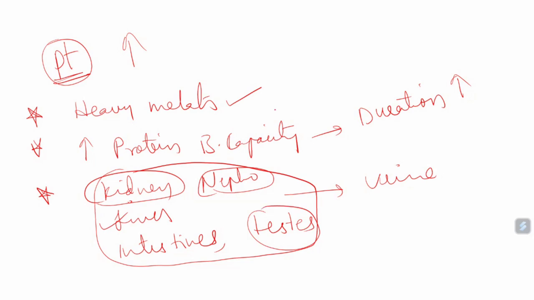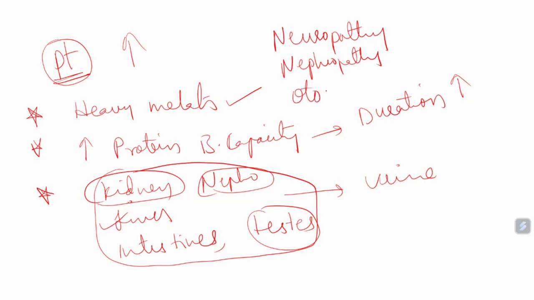And another important point, all heavy metals and drugs which have a larger molecular size cause neuropathy. They cause nephropathy. And they also cause ototoxicity. Same as aminoglycosides. Remember, aminoglycosides are antibiotics. In that we have amikacin, kanamycin, gentamicin, all these drugs are aminoglycosides. Same aminoglycosides, molecular size is also very high.